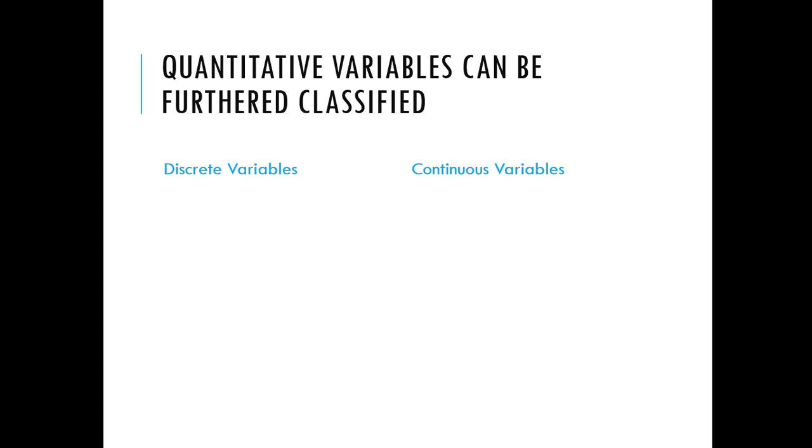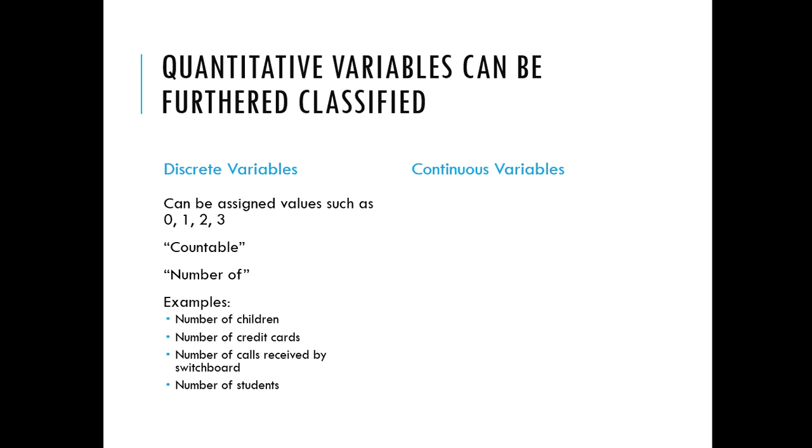We can have discrete variables and continuous variables. Discrete numbers can be assigned values such as 0, 1, 2, or 3. They're countable. Examples are number of children, number of credit cards, number of calls received by a switchboard, and number of students. The one way I remember discrete variables is I think of it as number of ducks. You really can't have 2.5 ducks or 3.5 ducks. You can have no ducks, 1 duck, 2 ducks, 3 ducks. So that's how you think of discrete. You really can't have fractions or decimals with it.